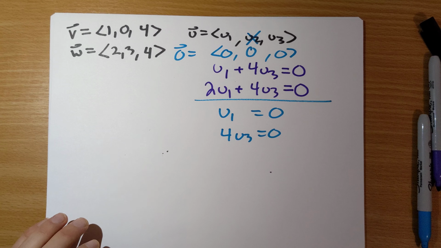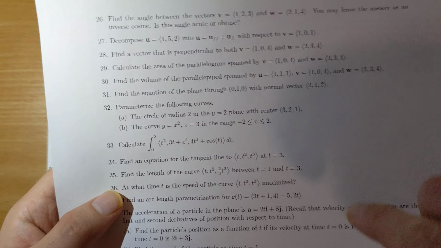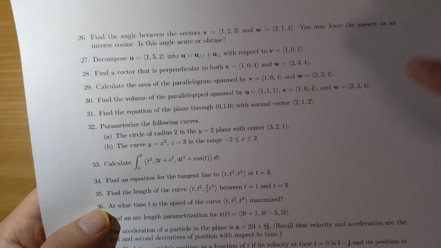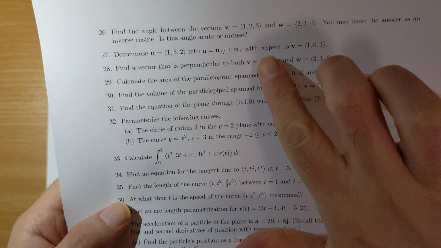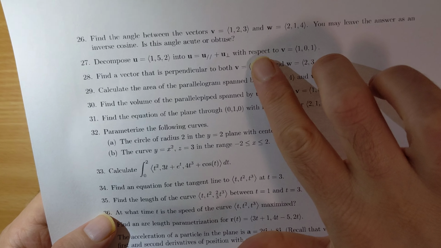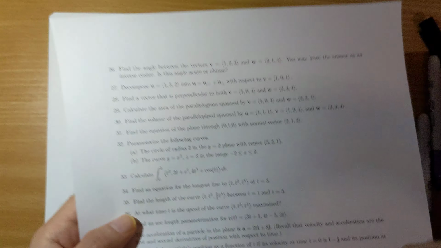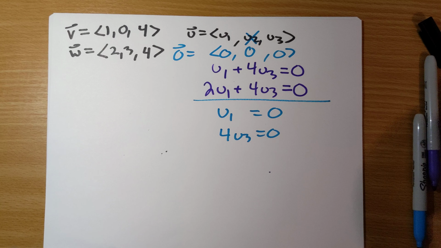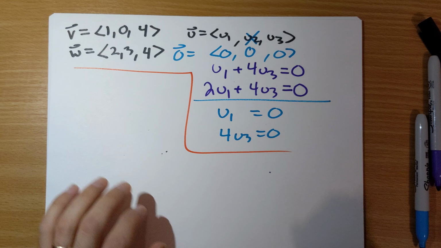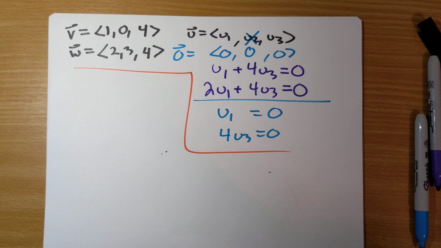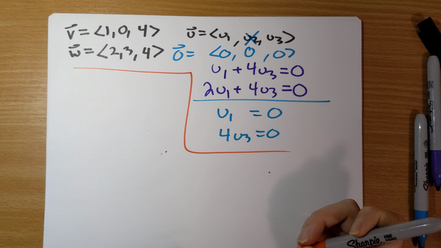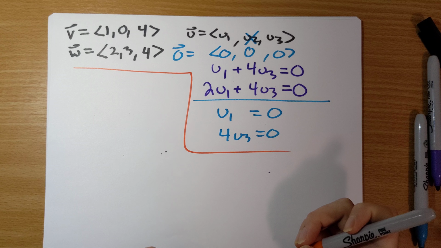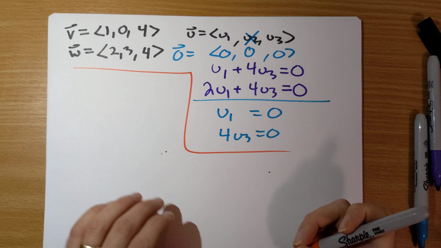So a slightly silly answer we could have given here, I shouldn't say silly, an insightful answer: find a vector that's perpendicular to both v and w. Even though I don't tell you what v and w are, you can just say the 0 vector works. But let me try to find a non-zero vector that is orthogonal to both v and w.